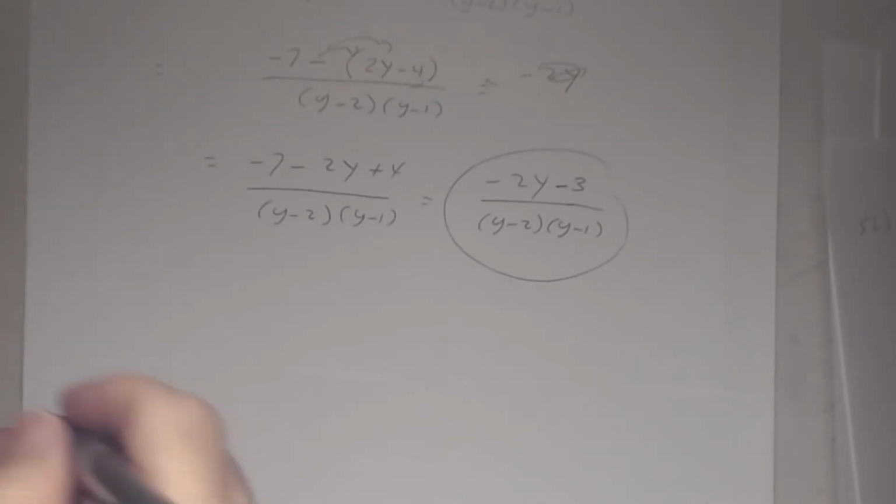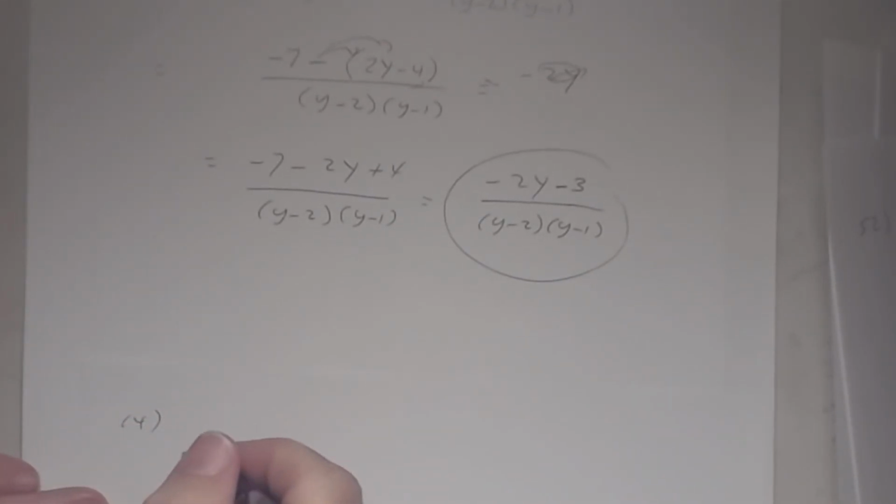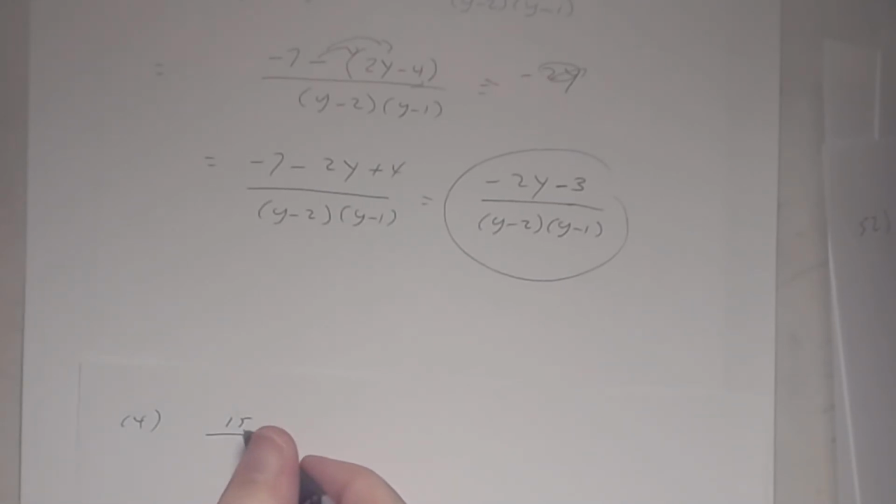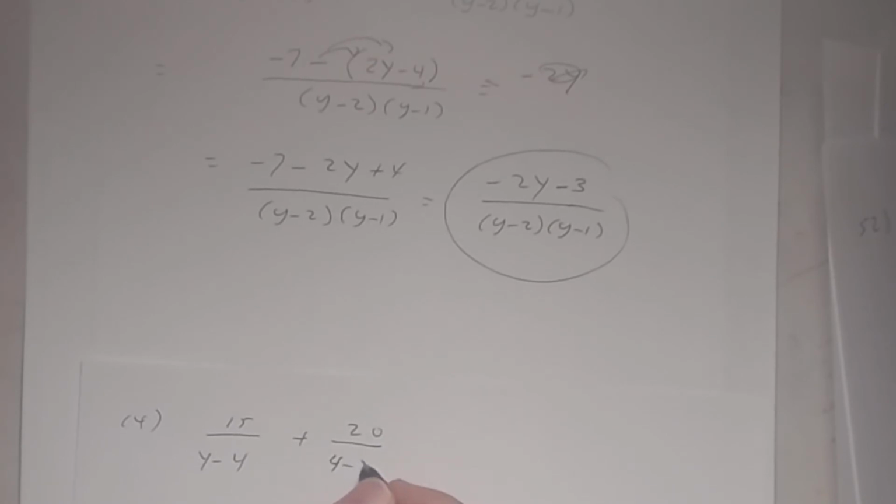All right, number 14. Now, you got to remember 7.3 with this one as well. 15 divided by y minus 4 plus 20 divided by 4 minus y. We got an opposite. All right, don't say the LCD is y minus 4 times 4 minus y. That's incorrect. For your least common denominator, you have to know that y minus 4 and 4 minus y are opposites.